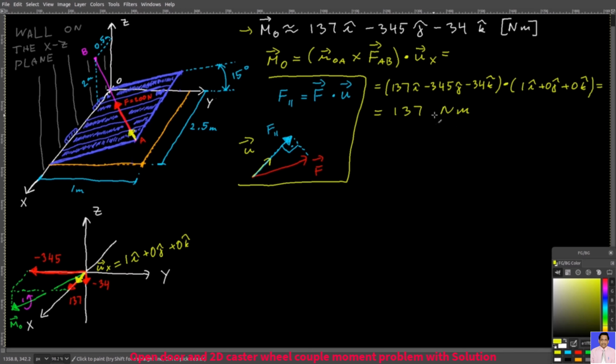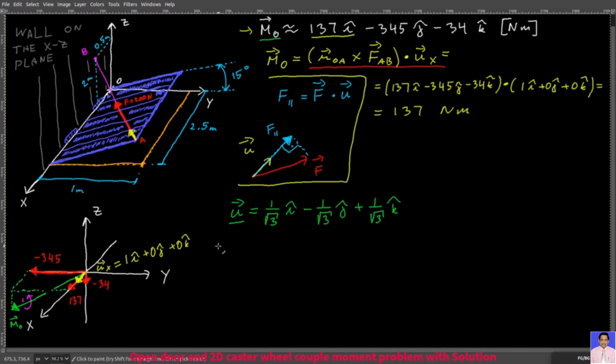Now in this case, it was not necessary to do it like this. Once you had your general moment vector, you could simply take this 137 from here. However, the power of this formula is that I can define any unit vector in the 3D space, and I can project my M_O onto that unit vector. For example, what if I had a unit vector which equals all this, and now I want to project this moment vector onto this general unit vector. And so in that case, it will look like this.